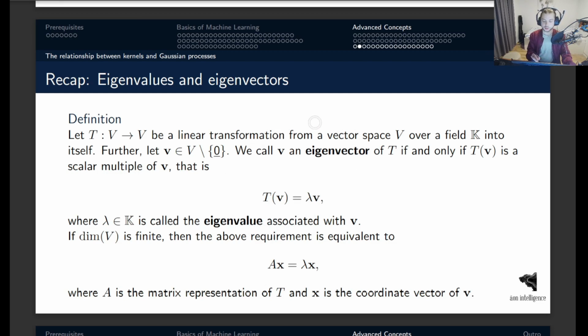This definition holds for general linear mappings T, where the dimensionality of the vector space V is not specified. But if we assume the dimensionality of V to be finite, then this requirement is equivalent to this matrix formulation, where we want equality between Ax, where A is a matrix and x is a vector, and lambda x, where lambda is a scalar and x is a vector. In particular, A is the matrix representation of T, given a basis, and x is the coordinate vector of v.